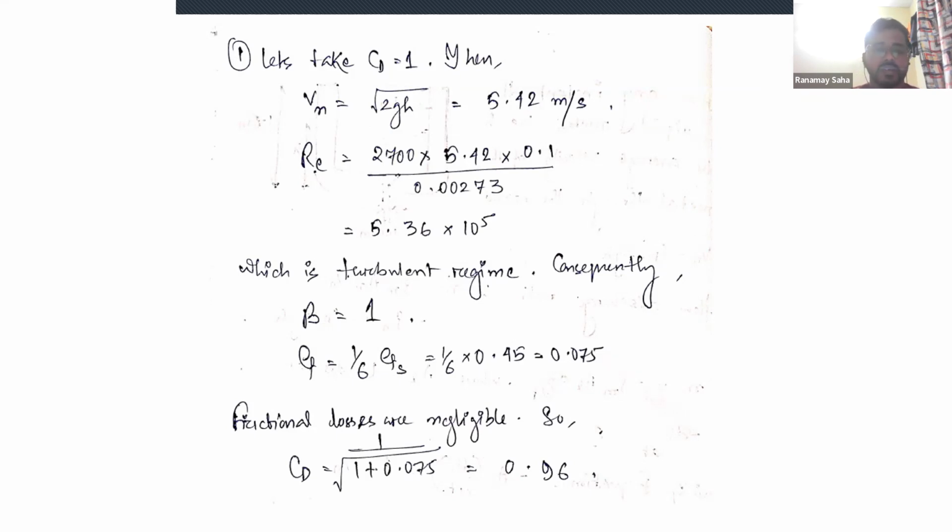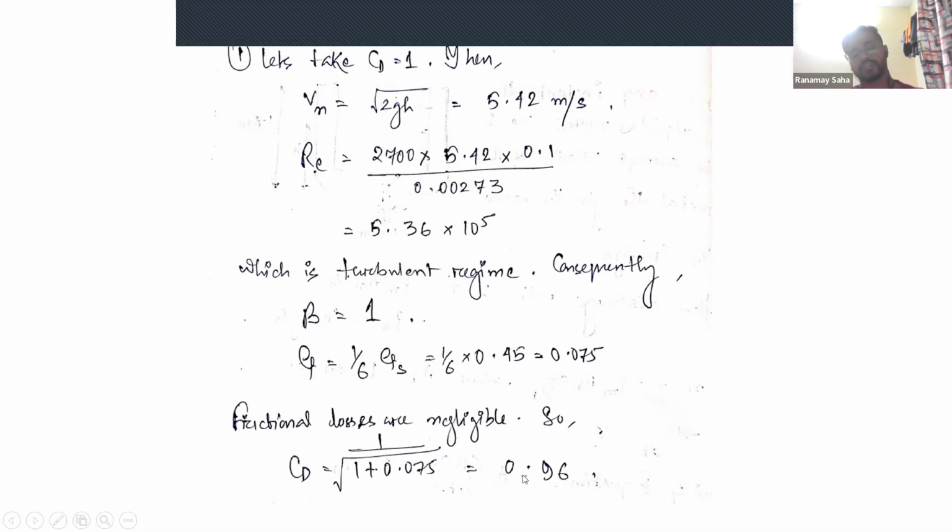Now beta is 1 for the turbulent regime and EF has been found to be 0.075. Putting this in the formula for CD, we found CD is 0.96, which is close to 1. Initially, we had taken CD as 1 when we didn't consider the friction. Now, considering friction also in the turbulent regime, we find CD is close to 1. From that, one can infer that friction plays a very small role in this particular case, isn't it?